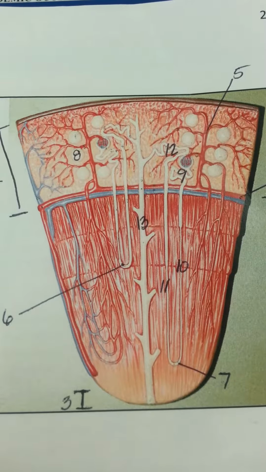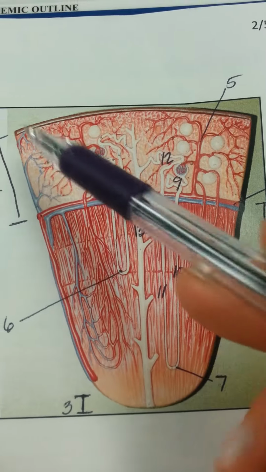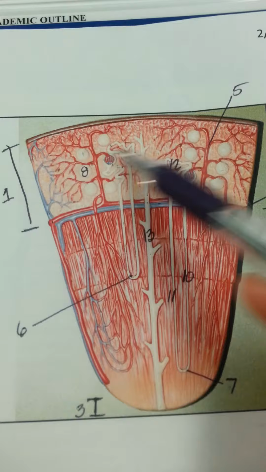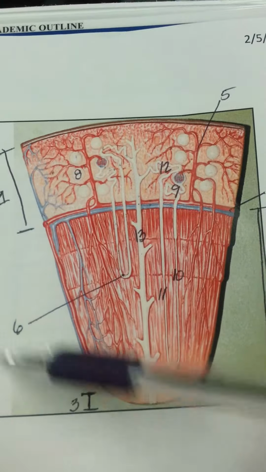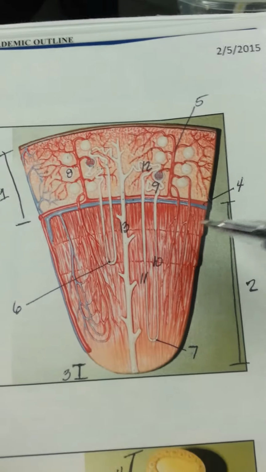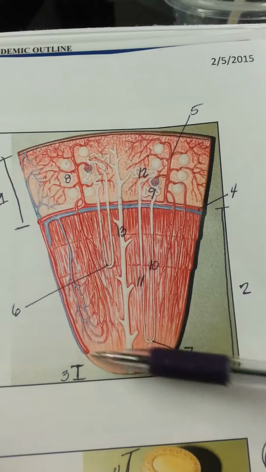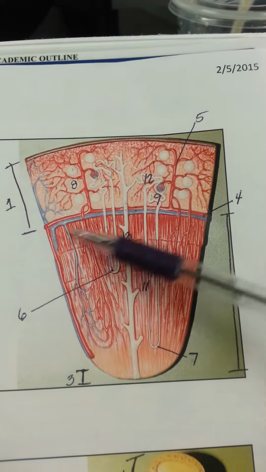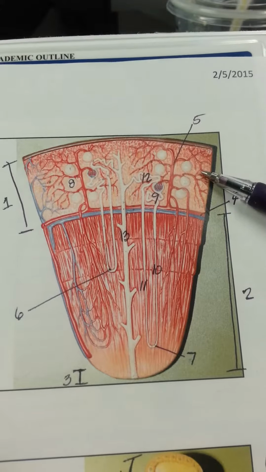Okay, so this is how I study renal anatomy. We have the cortex, number 1, this whole entire region up here. The renal pyramid is actually just this part right here. Now that's also the medulla. Remember that: the medulla consists of the pyramids, and then the cortex is on top.